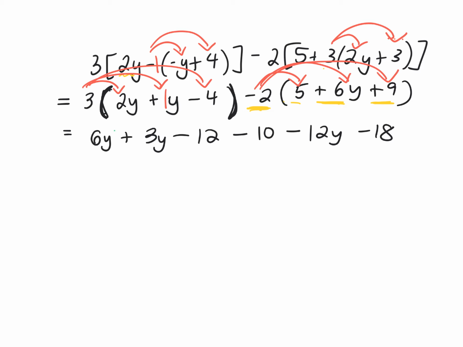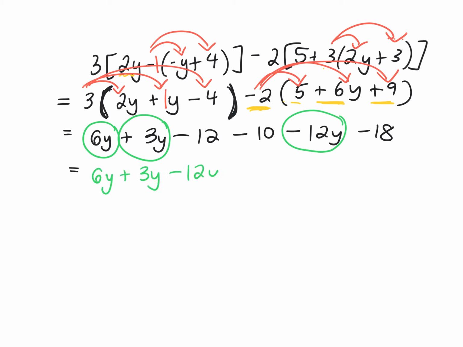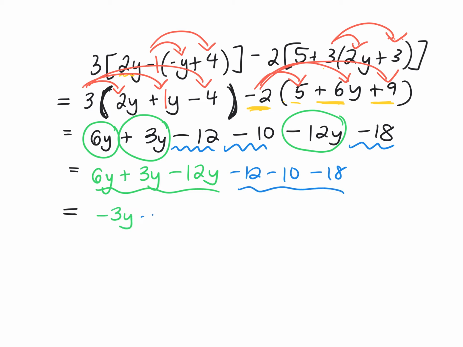Okay, so now all we have to do is add all your like terms together, combine them. So my like terms are 6y, positive 3y, and negative 12y. I like to write them all together. 6y plus 3y minus 12y, and then I have my constant terms, negative 12, negative 10, and negative 18. Good. So when we simplify this, we get negative 3y, and when we simplify this, we get negative 40. And that's the final answer.